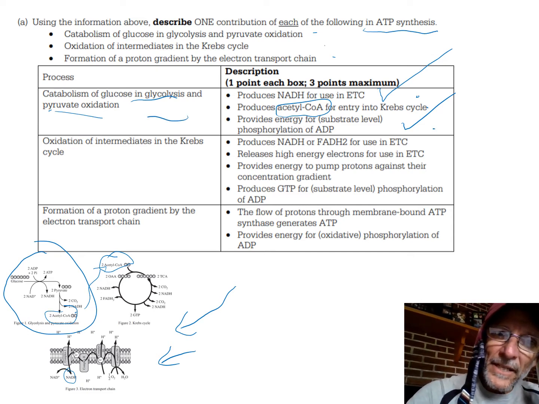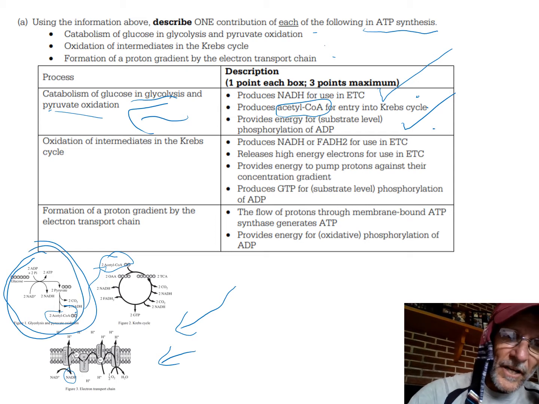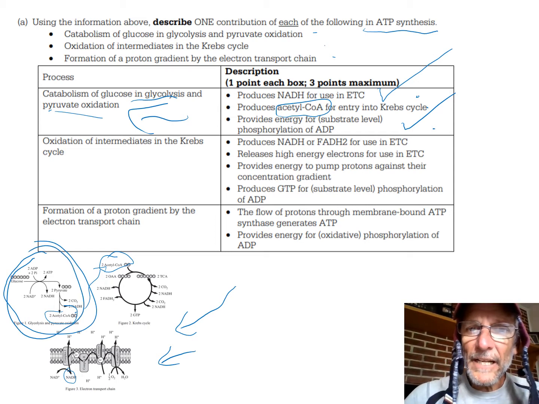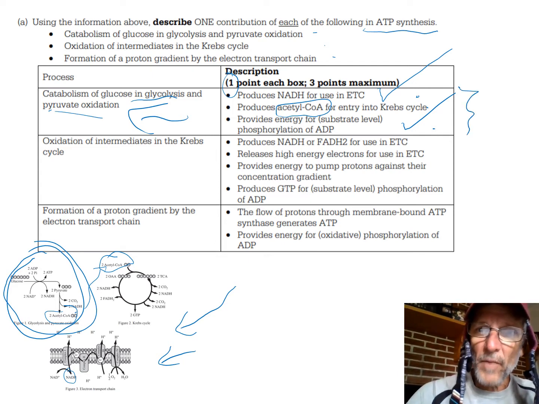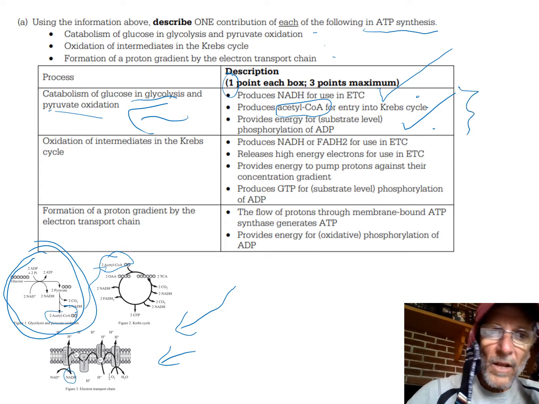But it had to be talking about this glycolysis and link reaction. Either one of those three things would get you that 1 point that you could get for this box. Okay, now, how about the Krebs cycle?